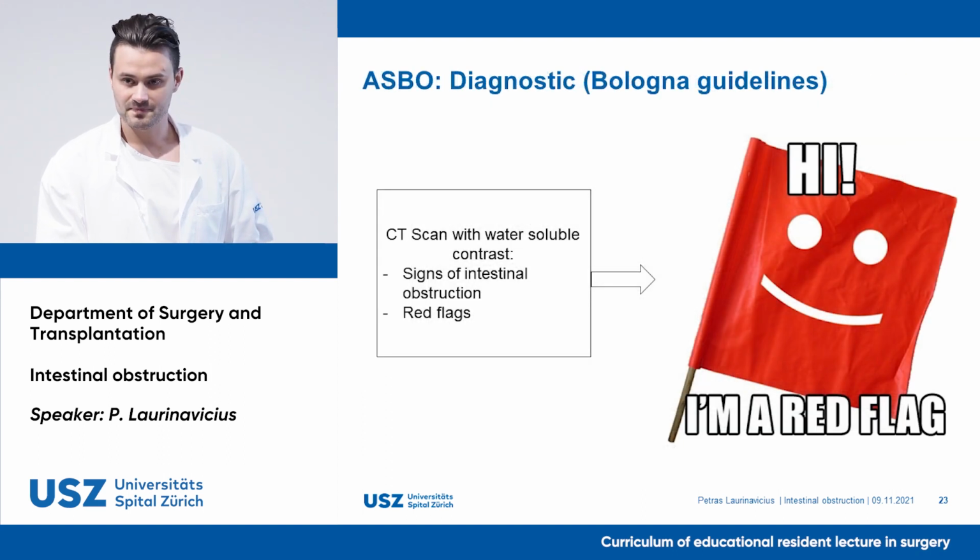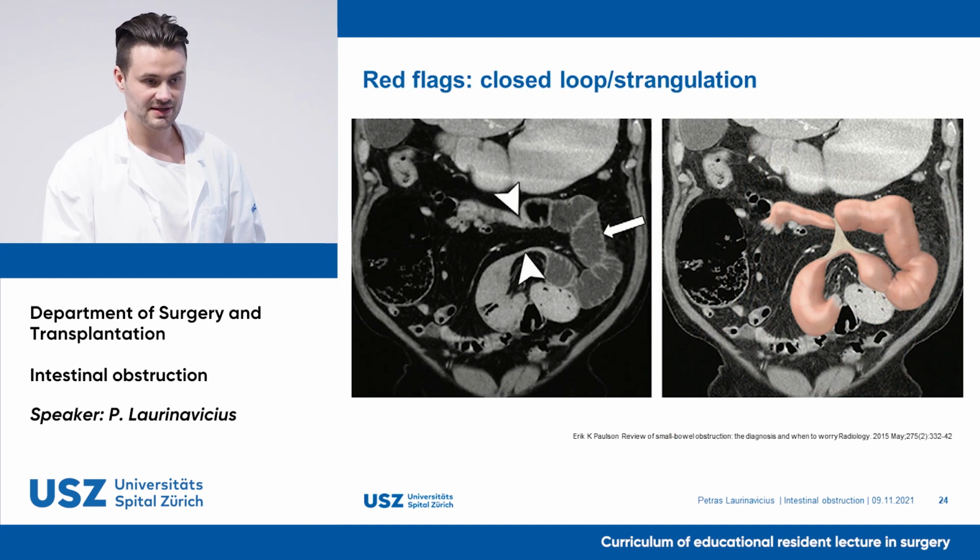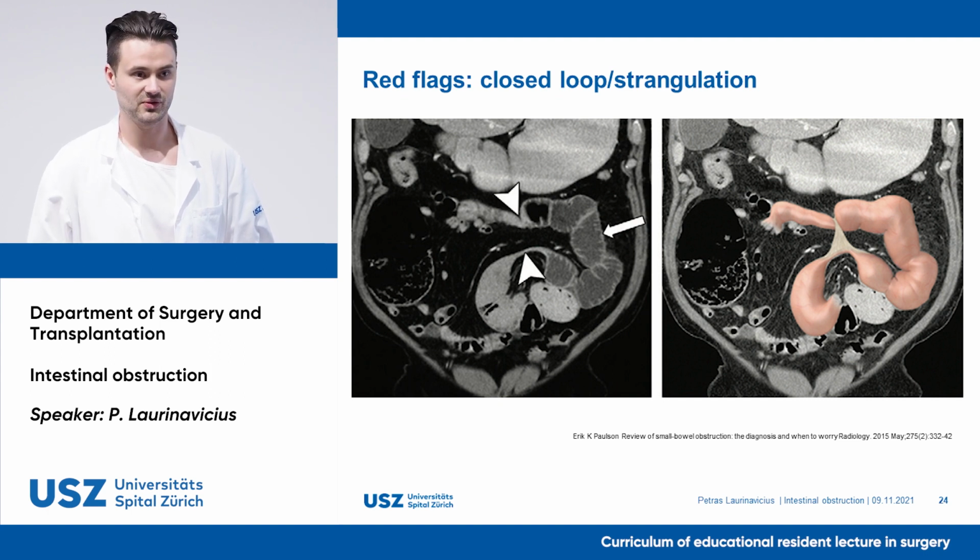As mentioned before, the second aim of a CT scan is the red flags, and there are 4 red flags defined by the Bologna guidelines, and 3 of them can and should be seen on a CT scan. Firstly, it is a closed loop or strangulation, which is defined as a specific type of obstruction in which 2 points along the course of the bowel are obstructed.